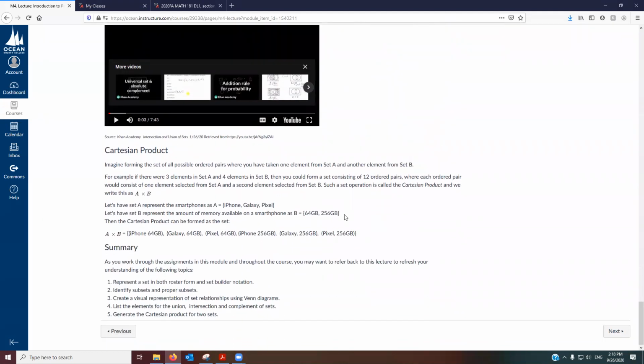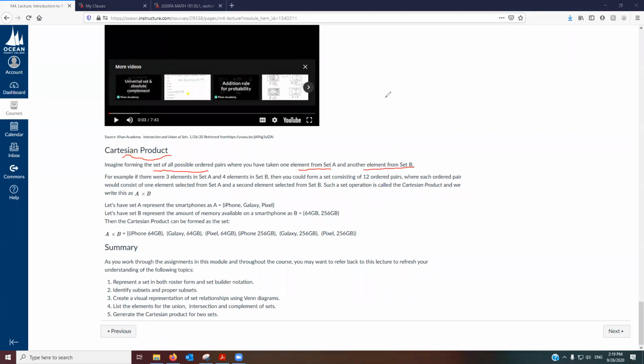All right, let me talk about one more set operation, then we'll go to WebAssign. So here's one more. It's called the Cartesian product. What that's doing is you're forming the set of all possible ordered pairs where you take one element from set A and another element from set B.